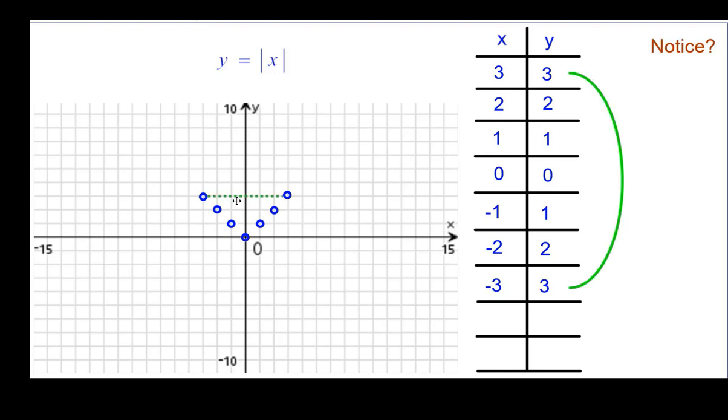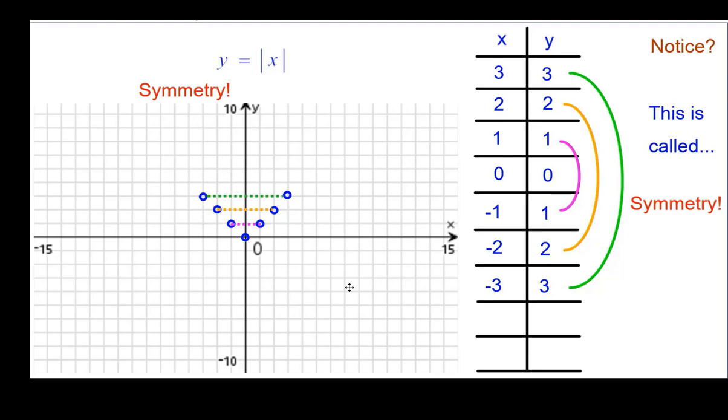So here's the graph, here's the table. Graph, table. And in hot pink, graph, table. So this is called, wait for it, symmetry. These points are symmetric about the y-axis or the line x equals 0.